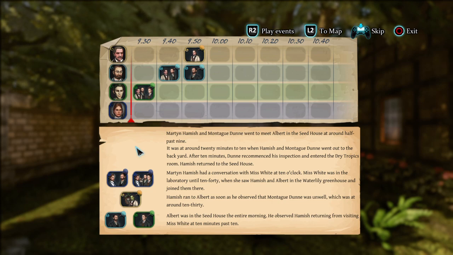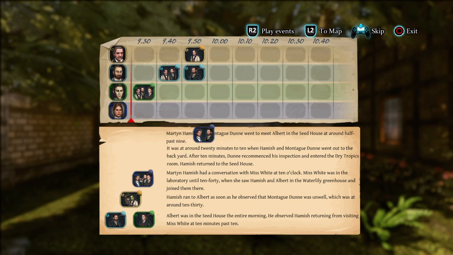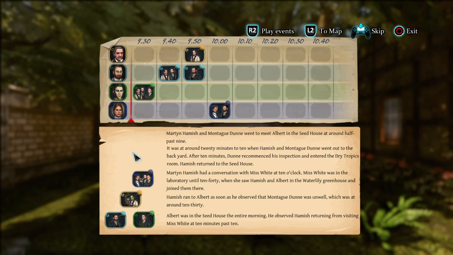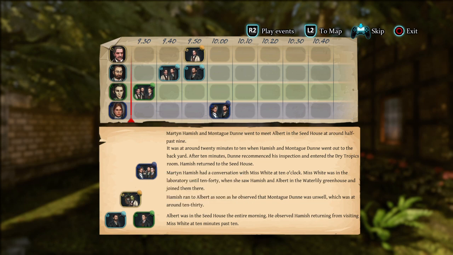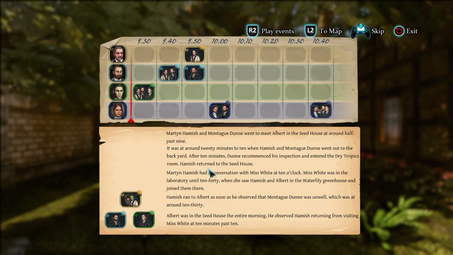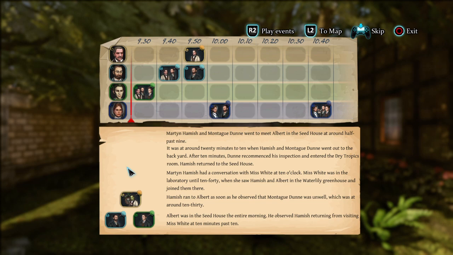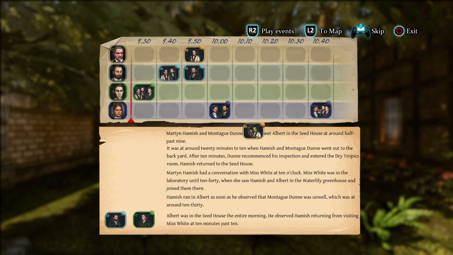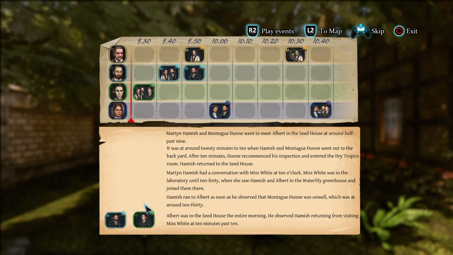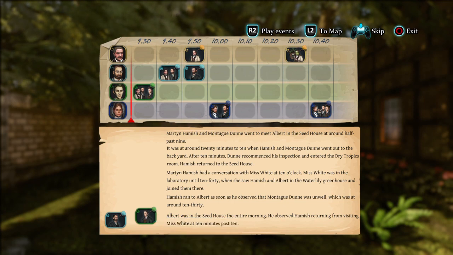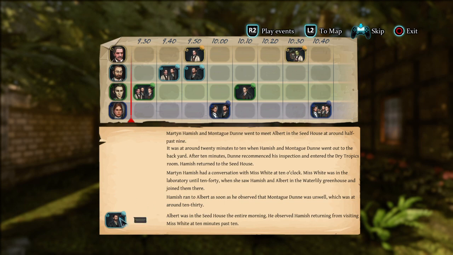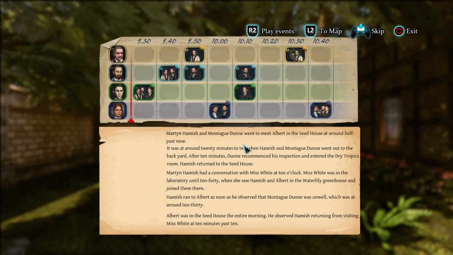Martin Hamish had a conversation with Miss White at 10 o'clock. Miss White was in the laboratory until 10:40, when she saw Hamish and Albert in the water lily greenhouse and joined them. Hamish ran to Albert as soon as he observed that Montague Dunn was unwell, which was at around 10:30. Albert was in the sea towers the entire morning. He observed Hamish returning from visiting Miss White at 10 minutes past 10.